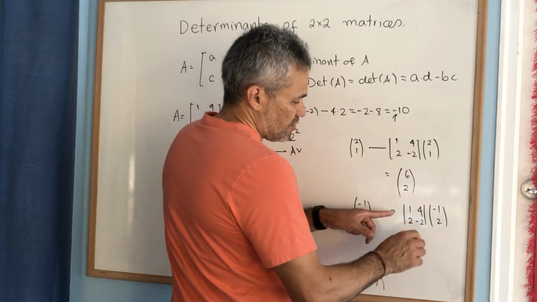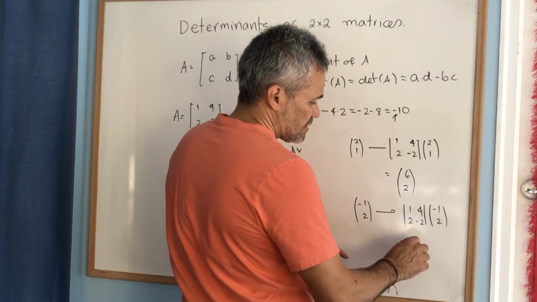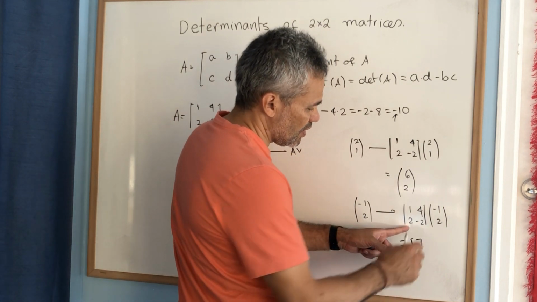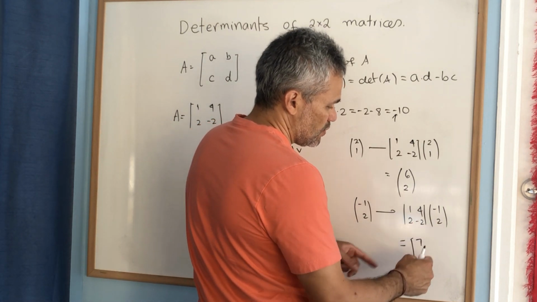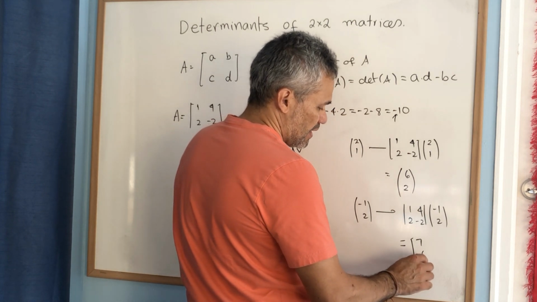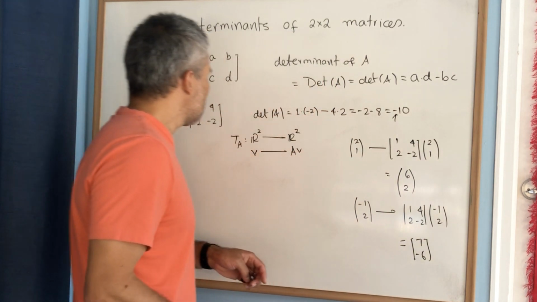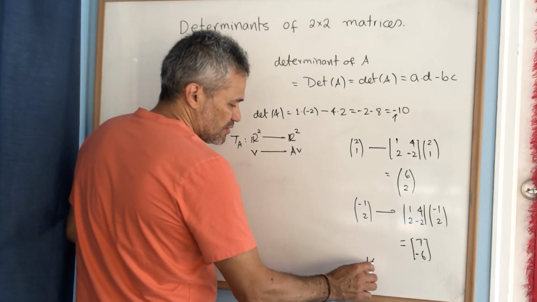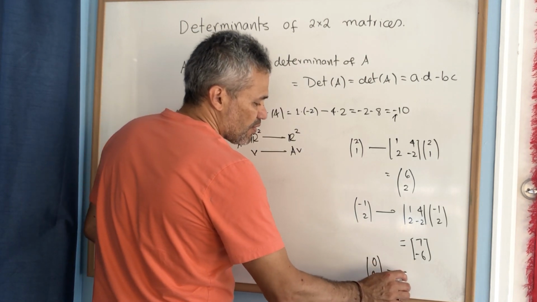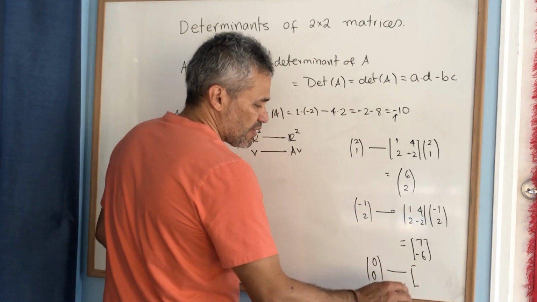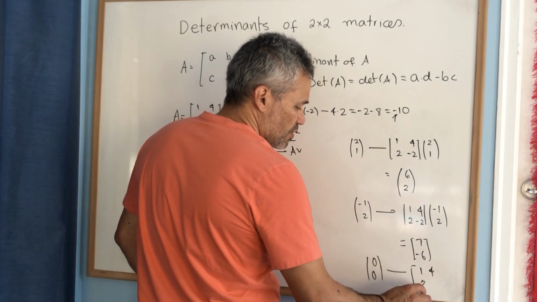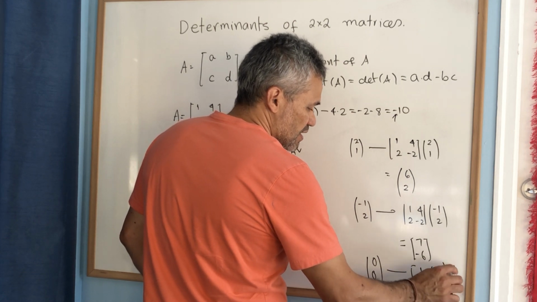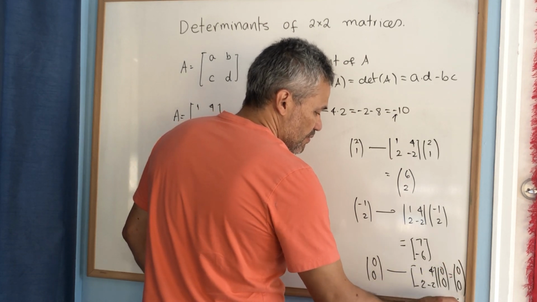And this is the vector negative 1 plus 8 is 7. And here we have negative 2 minus 4 is negative 6. Then, also easy to check, it takes the vector 0, 0 into the vector 1, 4, 2, negative 2 times 0, 0, which is just 0, 0.